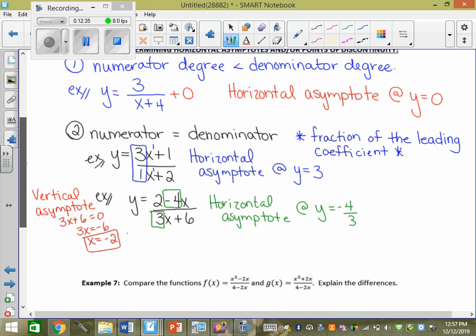Rule 2. Rule 3. This could be numerator greater, but this could also be numerator and denominator equal. But it's going to involve an x squared. So an x squared equation is involved.